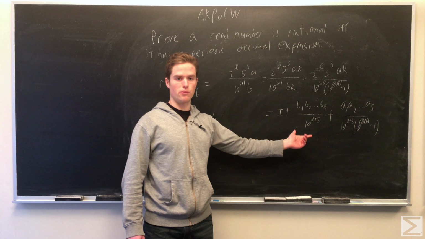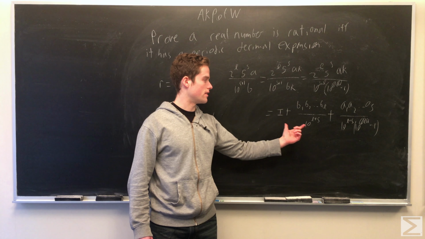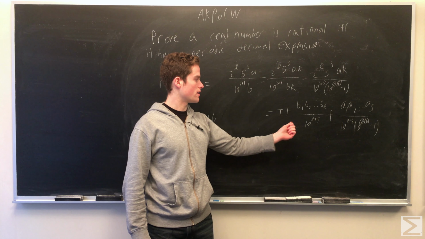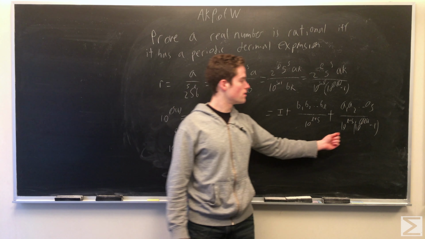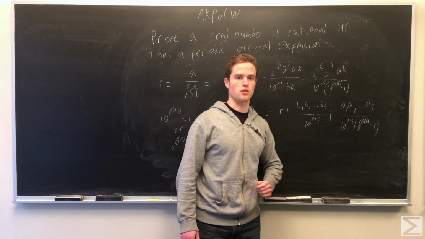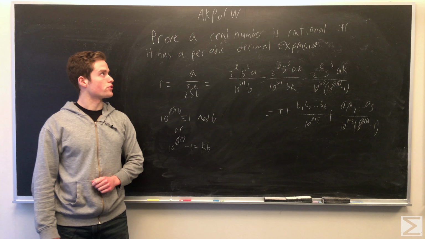And so now we wrote our general rational number in this format. This format is just integer part, plus non-repeating part, plus repeating part, which is our general repeating decimal format. And that proves it.